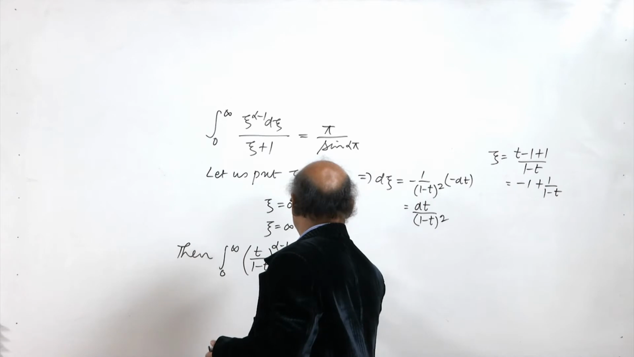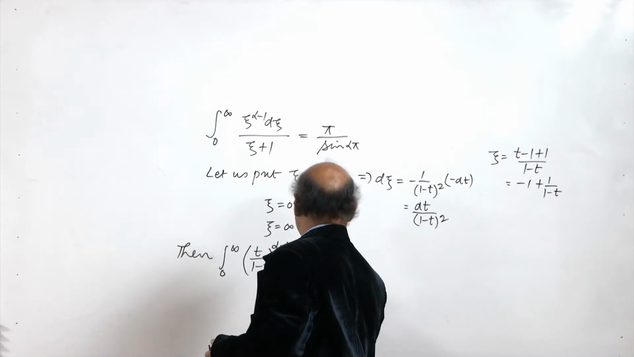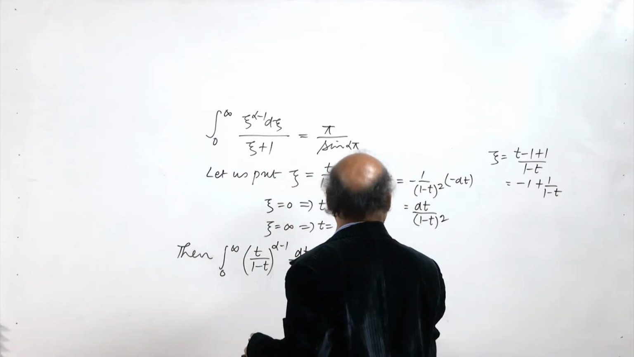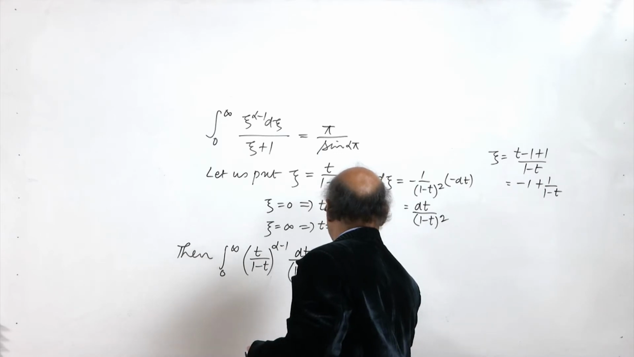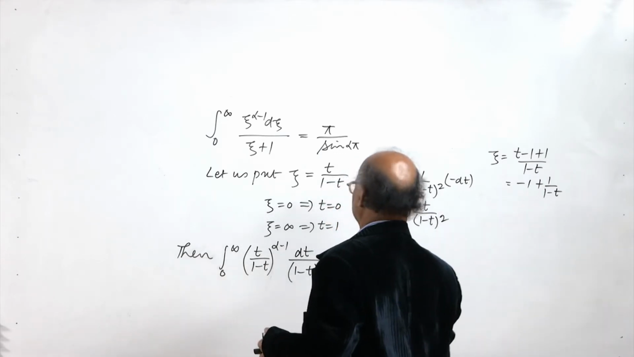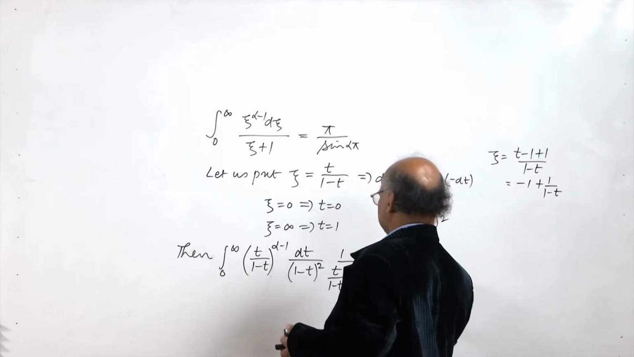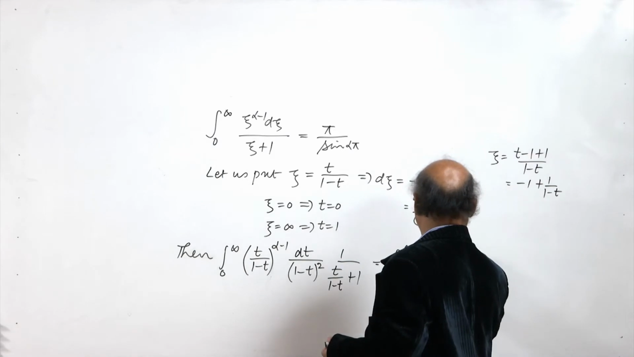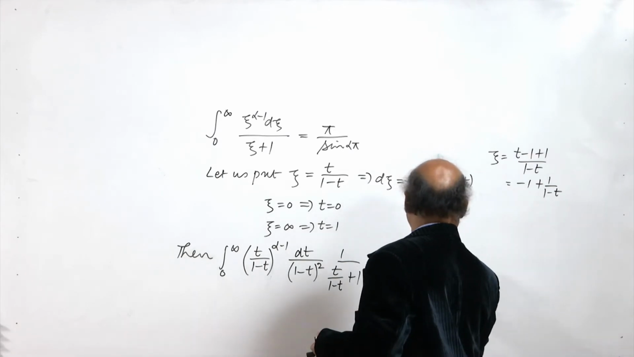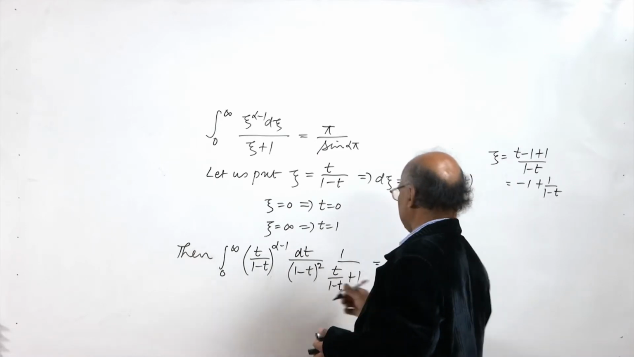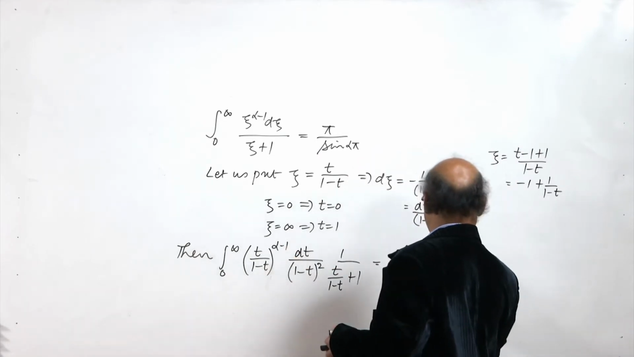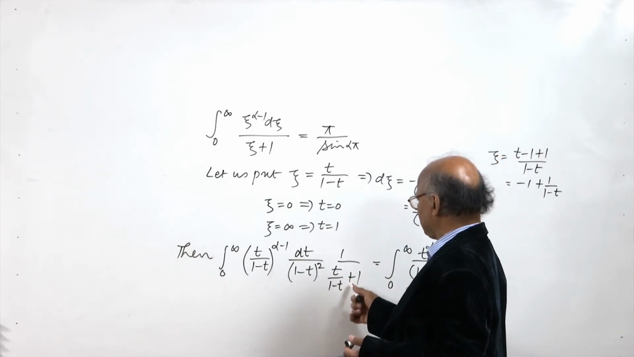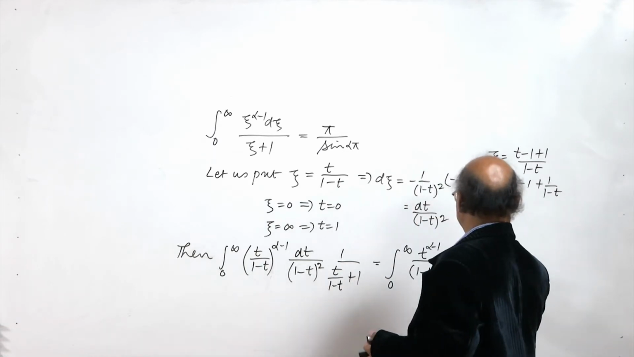For dξ we write dt upon (1 minus t) whole square, and 1 over ξ plus 1. So 1 over ξ plus 1 will be 1 over t upon 1 minus t plus 1. And what we get is the integral 0 to infinity t to the power alpha minus 1 upon (1 minus t) raised to the power alpha minus 1 plus 2. So alpha plus 1, and here we get t plus 1 minus t, which is equal to 1. So this is 1 minus t here.